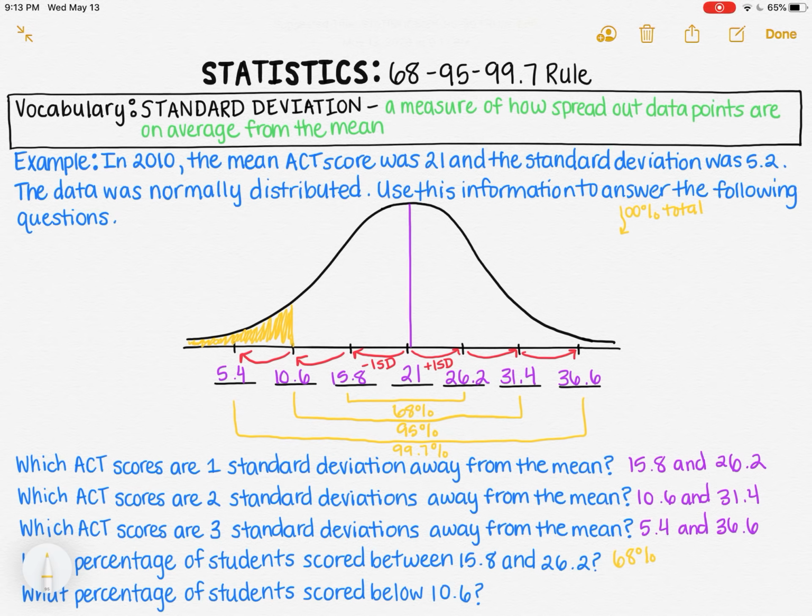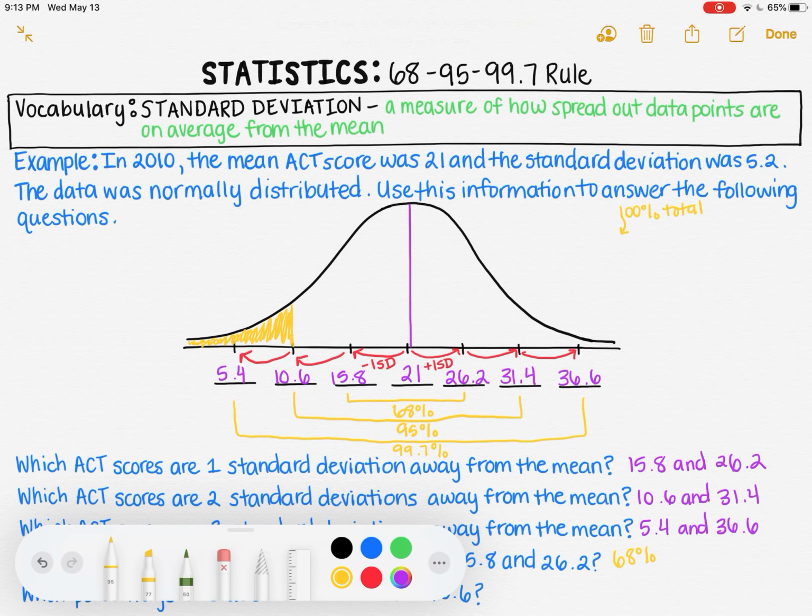So of course, in this case, we're talking about ACT scores. That's why we have the specific mean of 21 and the standard deviation of 5.2. Those things will definitely change depending on your scenario, but the 68, 95, 99.7 rule and those percentages will always stay the same. So I'm going to show you something else that you can apply to every normal distribution you look at. And I'm going to show you how I get this using the rule.